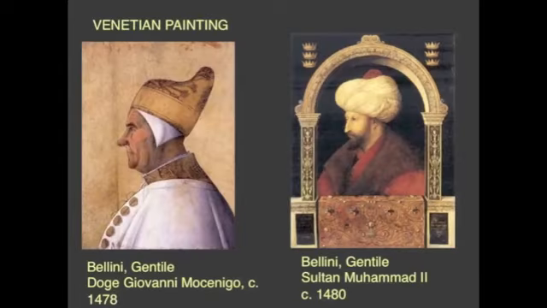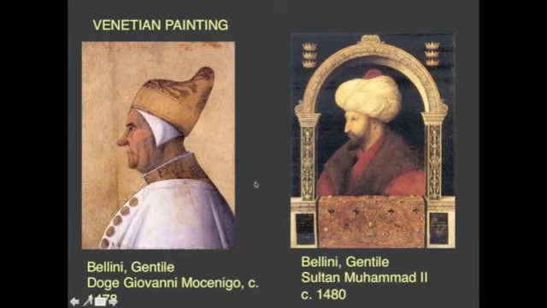These are paintings of two powerful figures done by Gentile Bellini, two guys who were hanging out in Venice back in the 1480s, more or less. This is the Doge Giovanni Mocenigo, Italian guy, painted in profile, which is the way Roman emperors like to have themselves depicted on their coins, and therefore very popular with potentates of all description. And here's another guy, Sultan Muhammad II, a ruler of the Ottoman Empire.